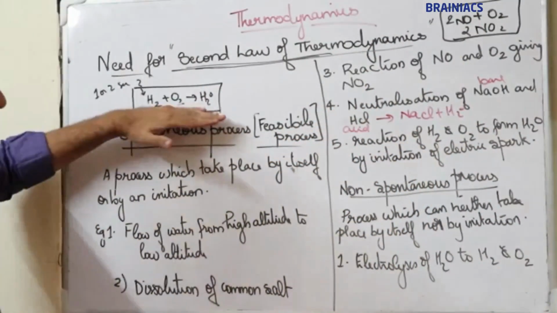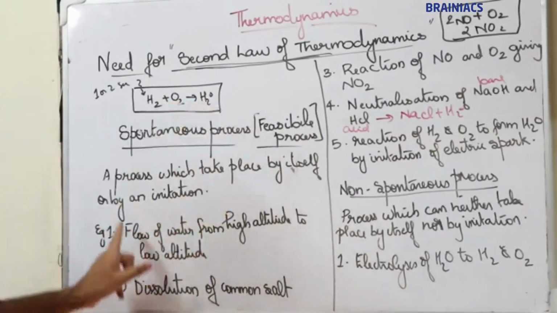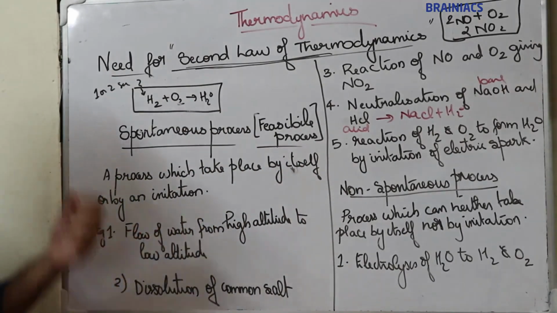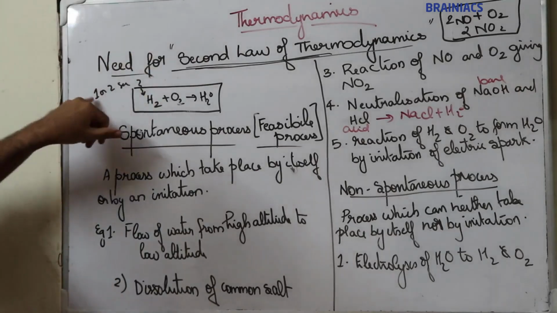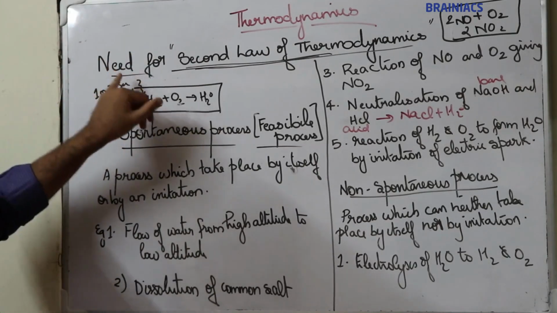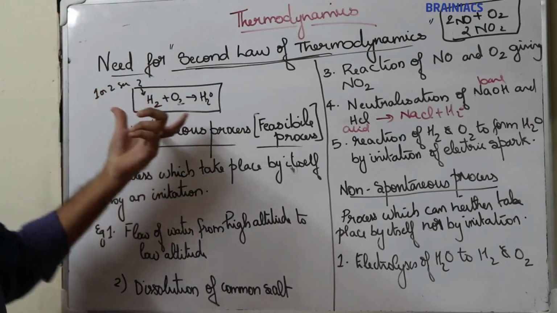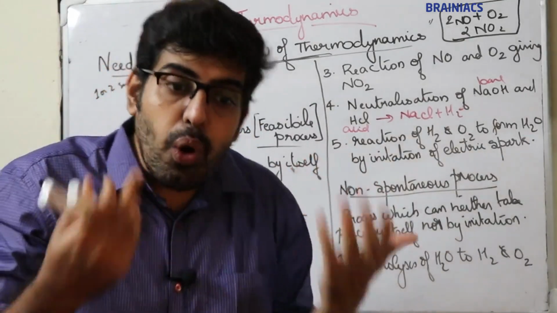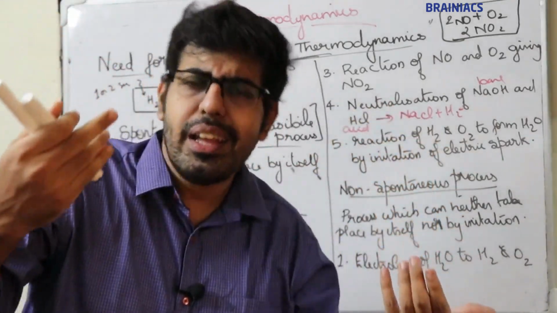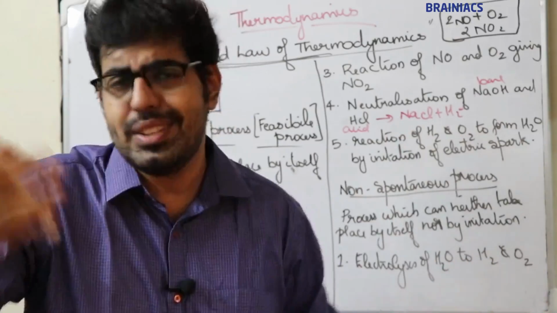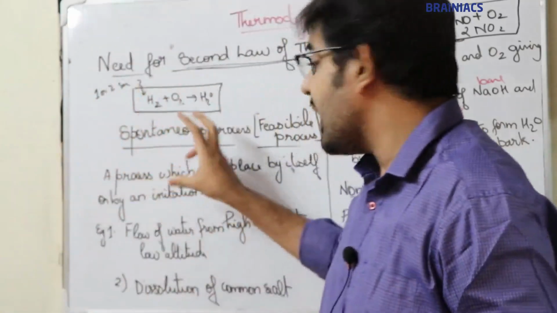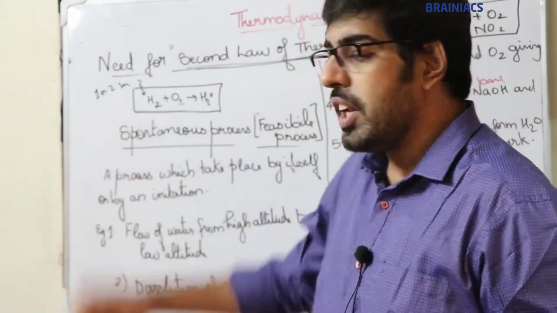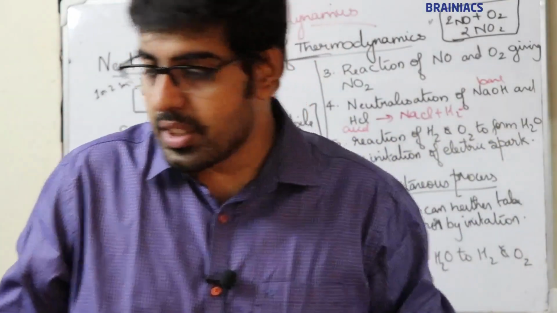So you can consider this reaction as spontaneous, because a spontaneous process takes place by itself or by an initiation. Here I am supplying electric energy for one or two seconds. This is the initiation energy. After supplying it, they react to produce water. For example, burning of paper is also a spontaneous process. Consider a paper.